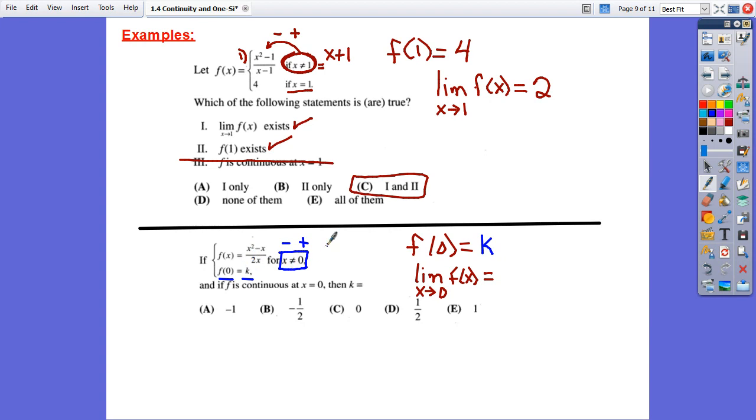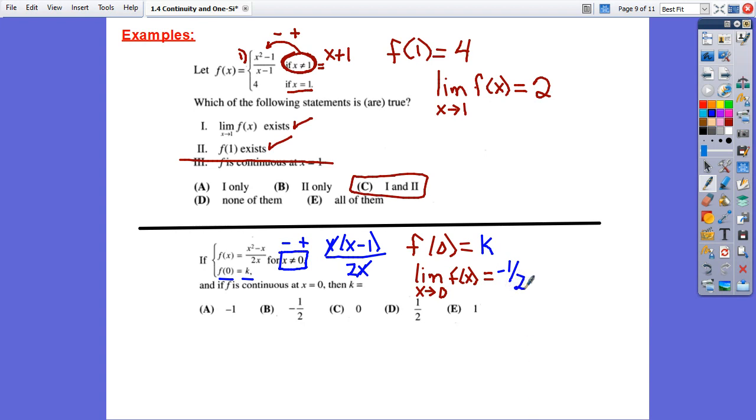So again, we factor, because we can't just plug it in. We try to plug in 0, but we don't have any success there. So we factor and cancel. Now we should be fine. We have x minus 1 over 2. Now it allows me to plug in 0, and I get negative 1/2. So my limit is negative 1/2.